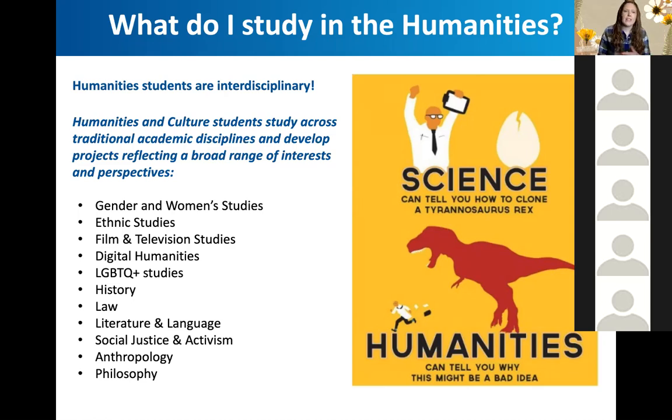And so what that means is that you'll study across different traditional academic disciplines, and you'll develop projects or products that reflect a broad range of interests and perspectives, based on whatever areas you're most compelled to pursue. And so typically a humanities degree will ask you to take a broad range of courses to explore these different perspectives on the issues of our world.